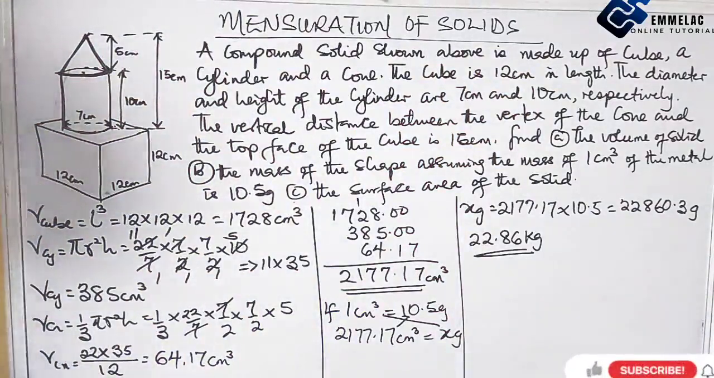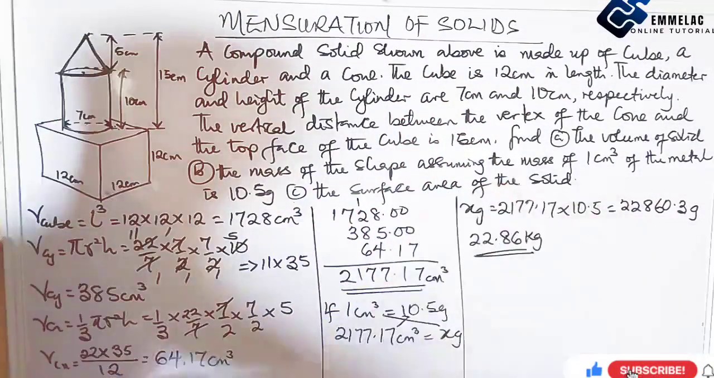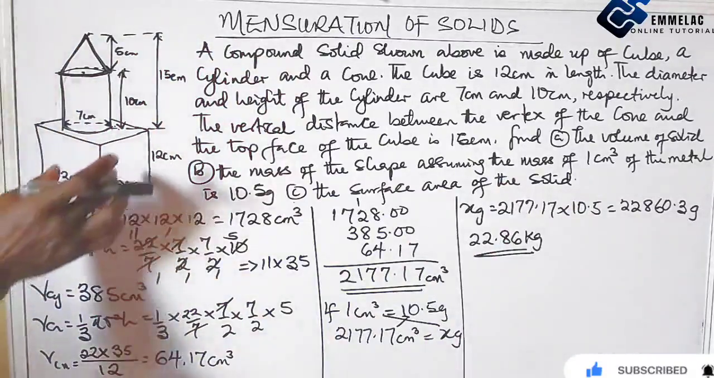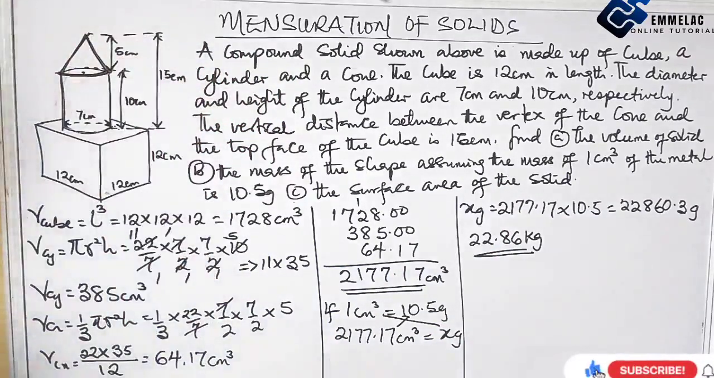Now the next thing is to look for the surface area of this solid. How do you get started in solving for the surface area? What we need to do is to take the surface area of each of these solids, after which we resolve them together. So let's get started.